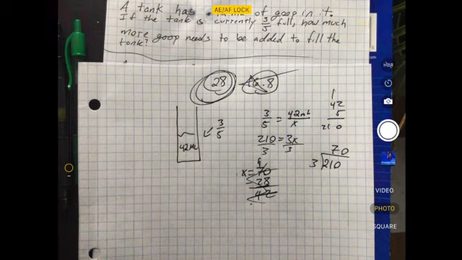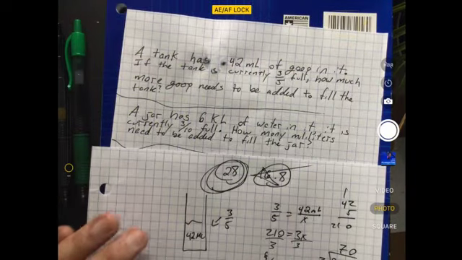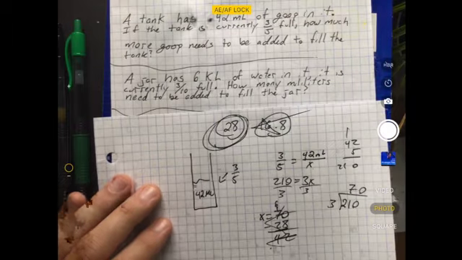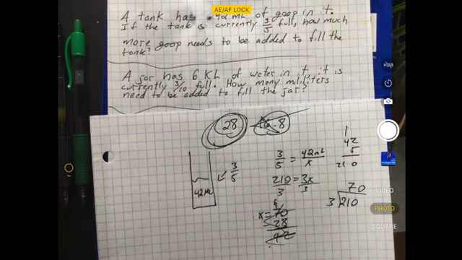Okay, cool. So let's do the next one. Oh, here's your redemption. If you didn't do that first one right, here's your redemption on the second one. A jar has 6... Oh, this is kind of mean. A jar has 6 kiloliters of water in it. It is currently 3/10 full. How many milliliters need to be added to fill the jar?